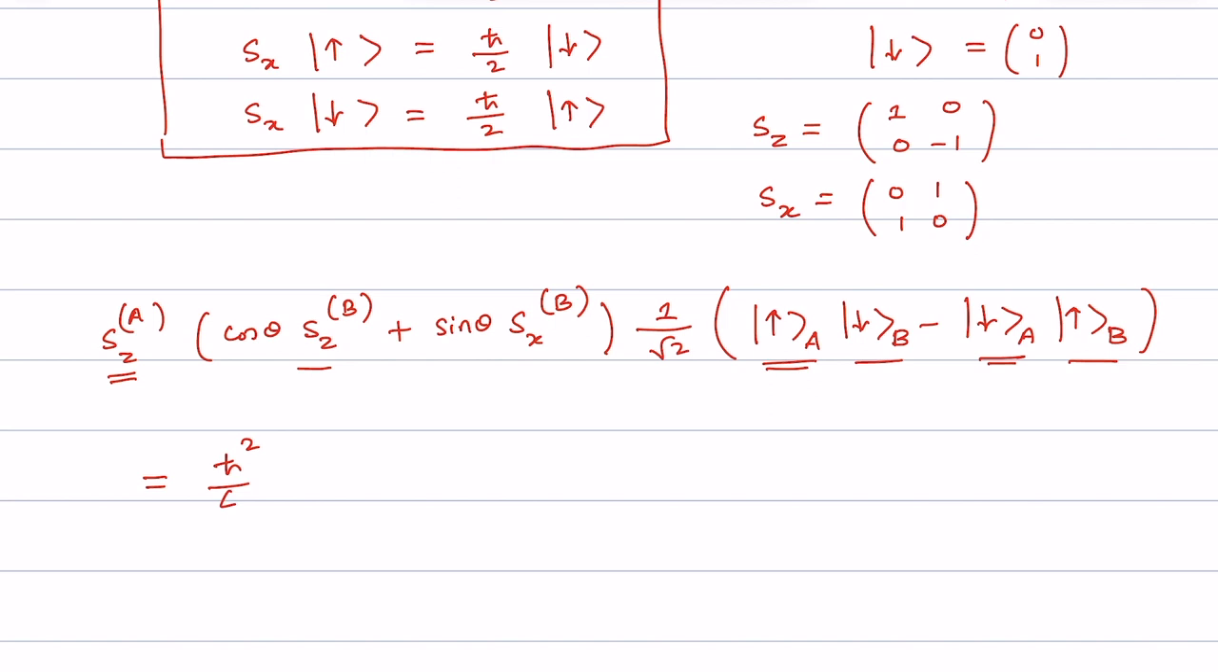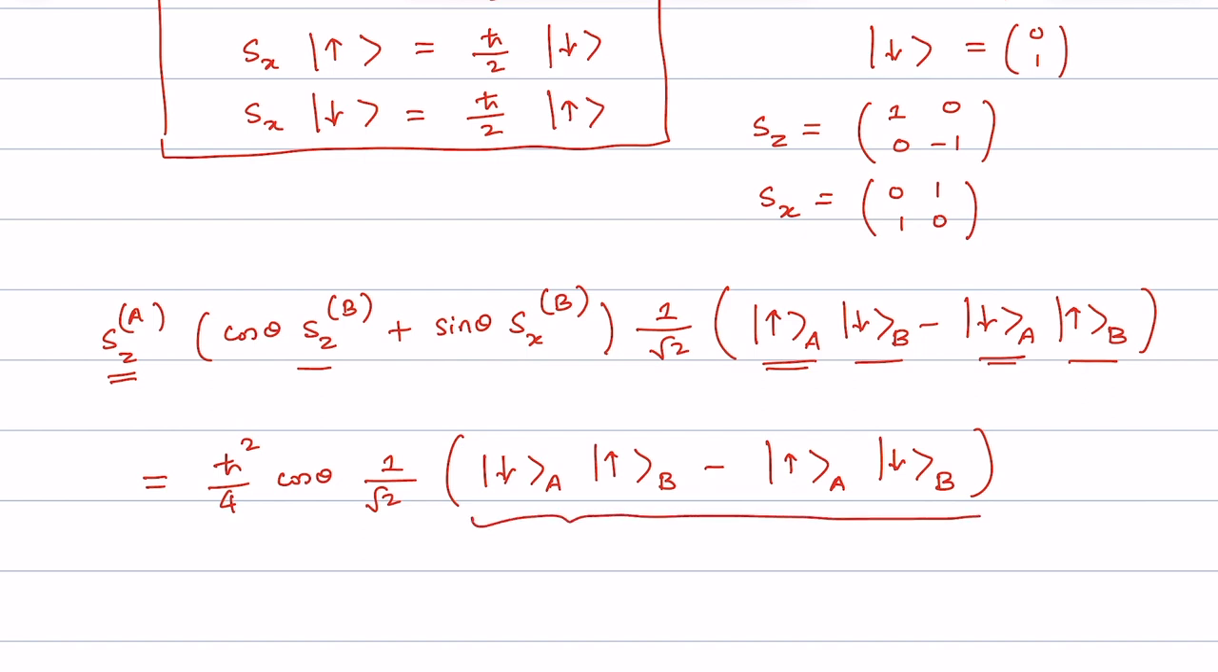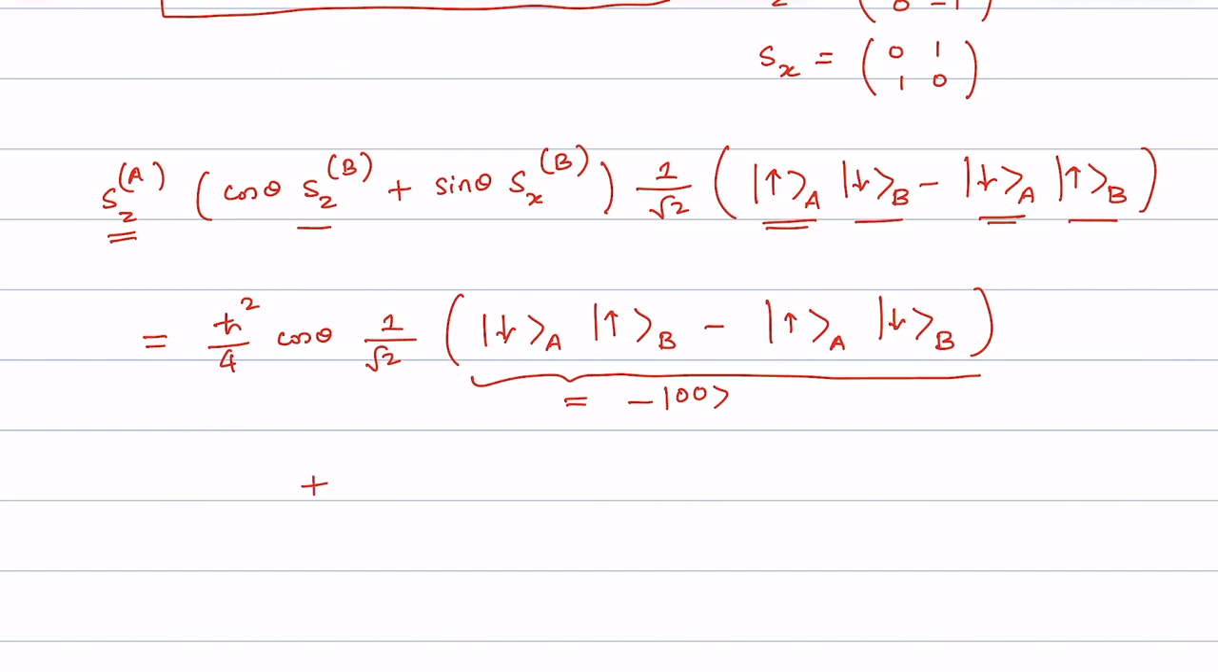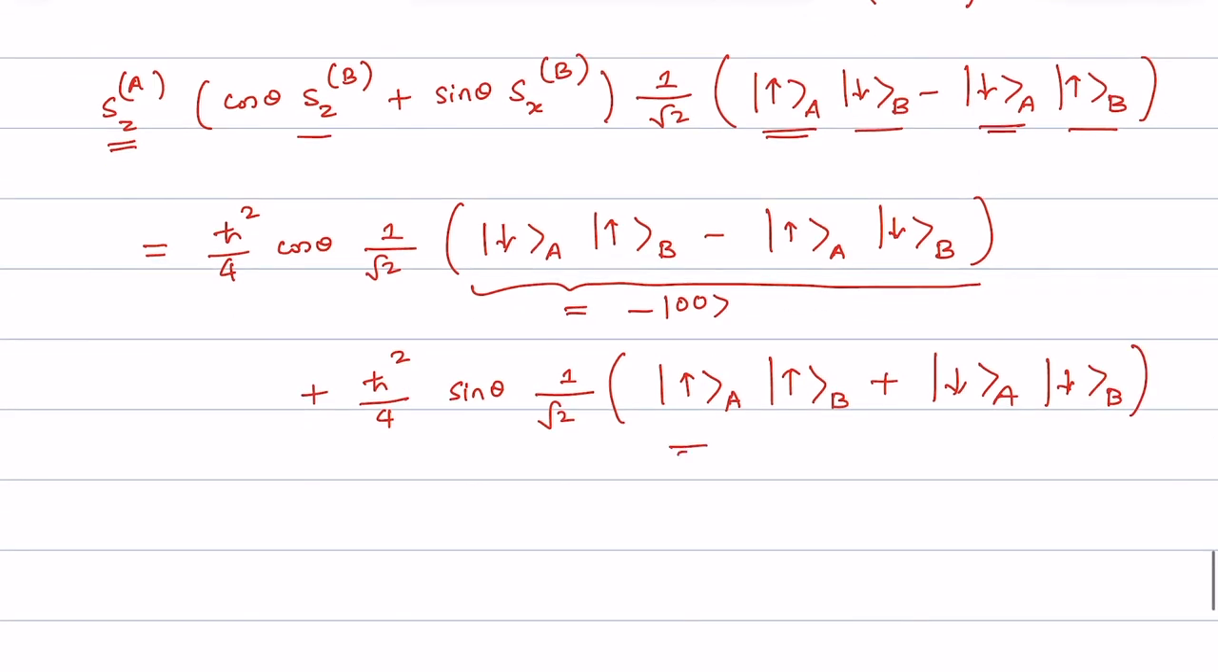You will get h cross square by 4 cos theta times 1 by root 2 (down A, up B minus up A, down B), which is basically this expression. If you can see, this is nothing but the opposite of the singlet state |00>, right? And you have another part also, h cross square by 4 sin theta 1 by root 2 (up A, up B plus down A, down B). This is obviously not equal to |00>. It is something else. It is orthogonal to |00>.